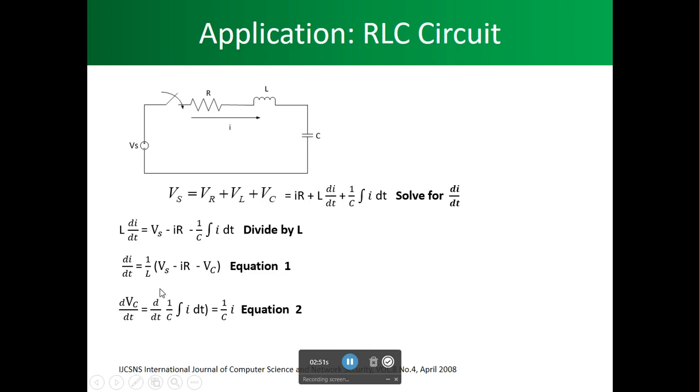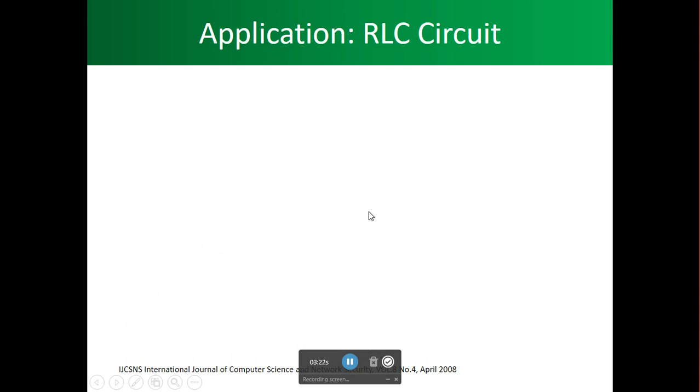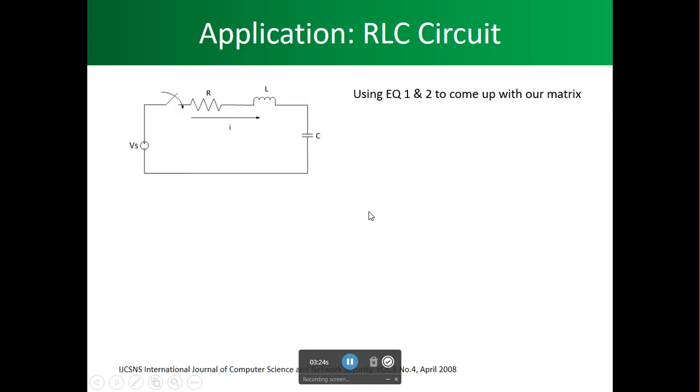Then we're going to have equation 2, which is, since we were taking the derivative of the current, now we're going to be taking the derivative of the voltage of just the capacitor. And since that's the integral, and we're taking the derivative of it, the derivative of an integral will cancel out, and so all we're going to have is 1 over C times I. So this is what we're calling equation 2. So we're going to be using equation 1 and equation 2 to come up with our matrix.